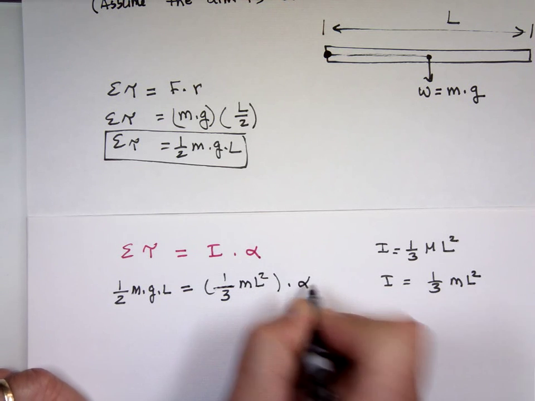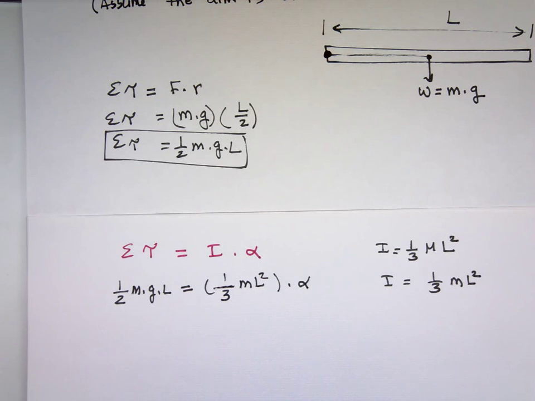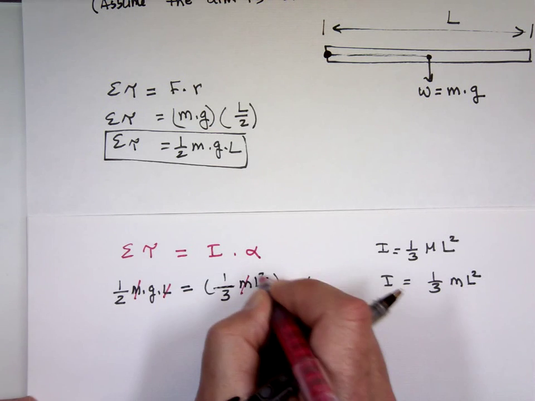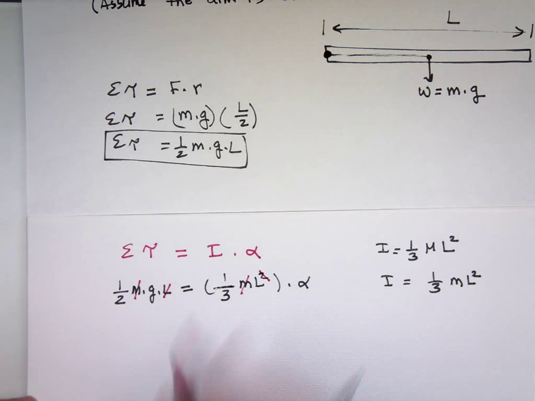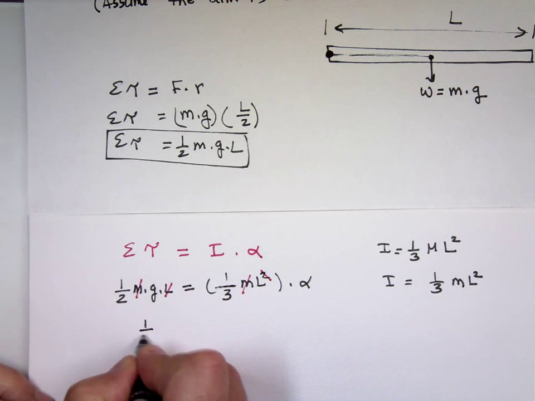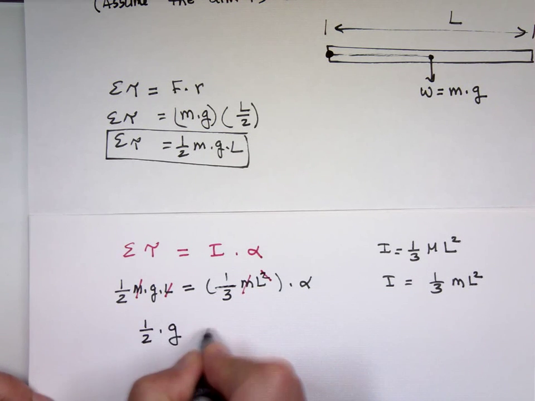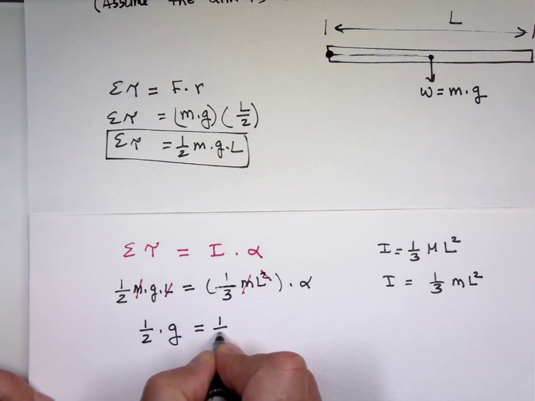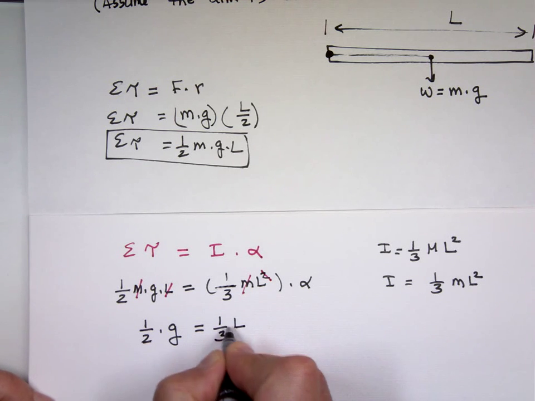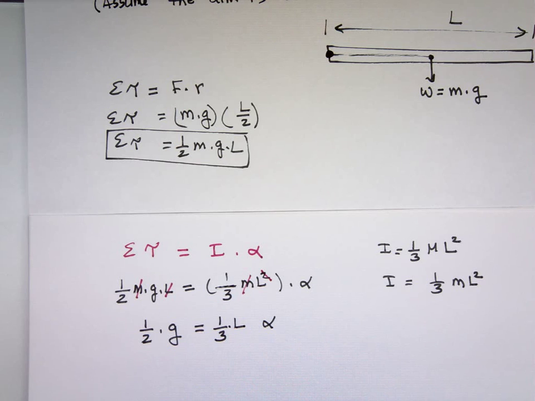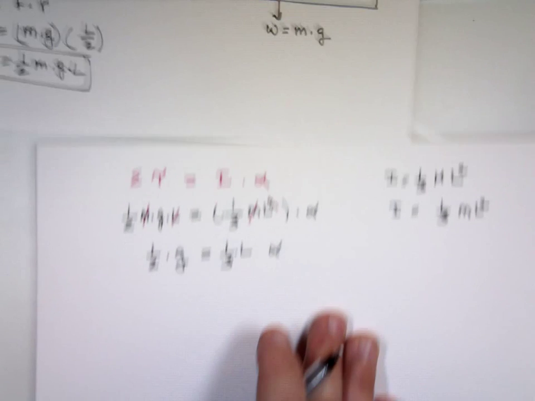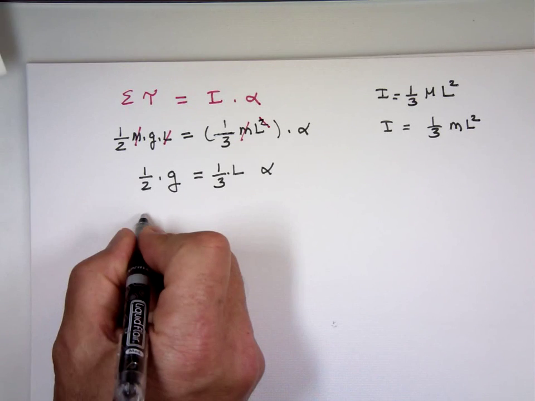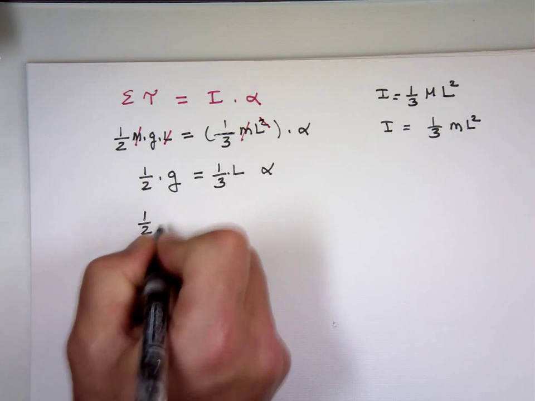And what do you notice about the masses? They cancel each other out, right? What else cancels mathematically? This L cancels one of these L's. You get two of them here. So you have 1/2 times G equals 1/3 times L times alpha. Now plug in the values for them and you know what alpha is. I could have plugged in the numbers early, but I'm trying to show you we don't need the mass.